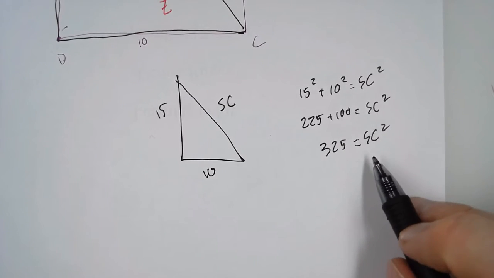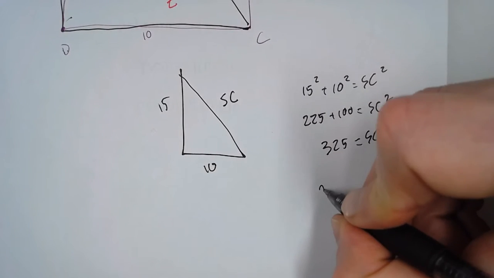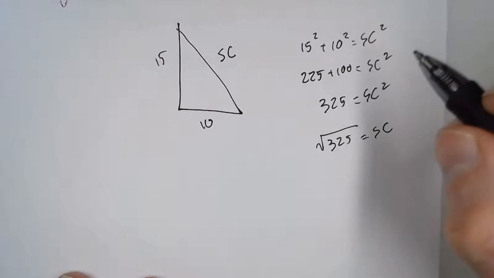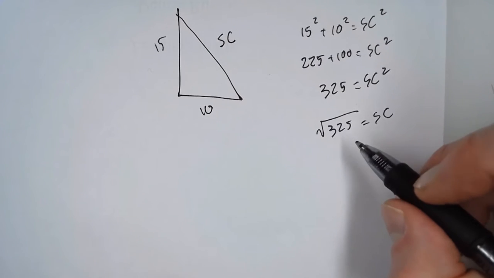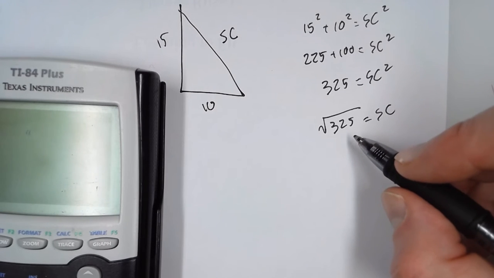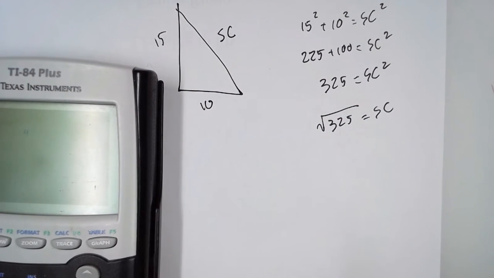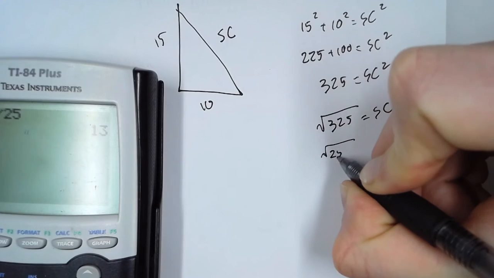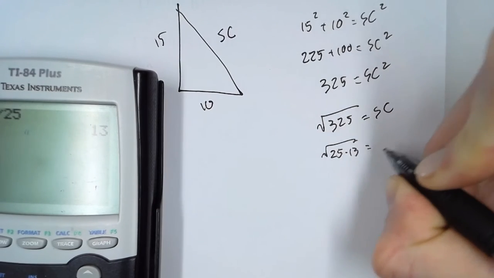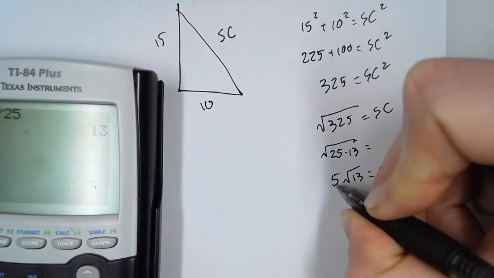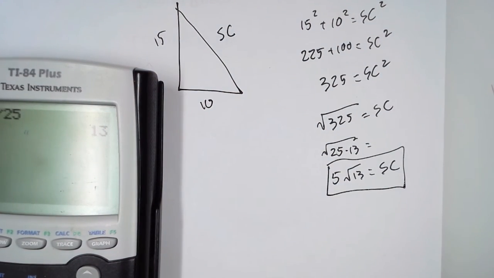But to get SC by itself, we have to take the square root. And we have to write the answer exactly. And when we write a radical, it needs to be in simplest form. So it's not an even number, so we can't divide it by 4. But let's see if we can divide it by 25. Yep, we can. We can break that into 25 times 13. And so that's 5 square root of 13 equals SC. And there's our answer. And we're done.